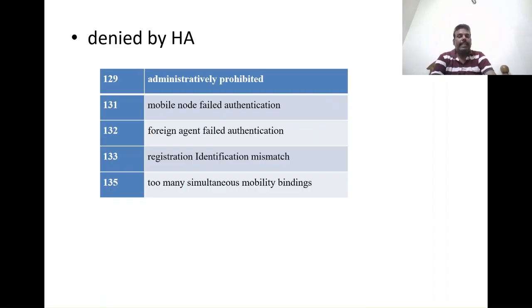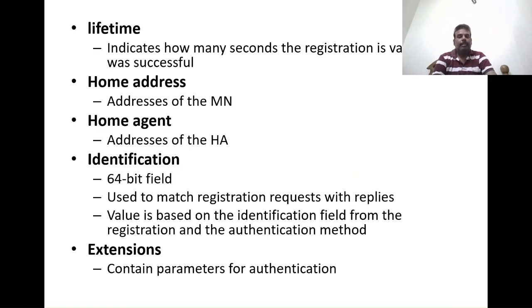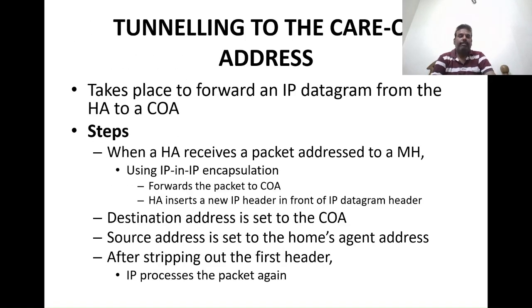If it is denied by your home agent, these are the reasons: 129 administratively prohibited, 131 mobile node failed authentication, 132 foreign agent failed authentication, 133 registration identification mismatched. Whenever my data is mismatched with the home agent, you will receive these messages. 135 too many simultaneous mobility bindings. After that only the tunneling process will be established.